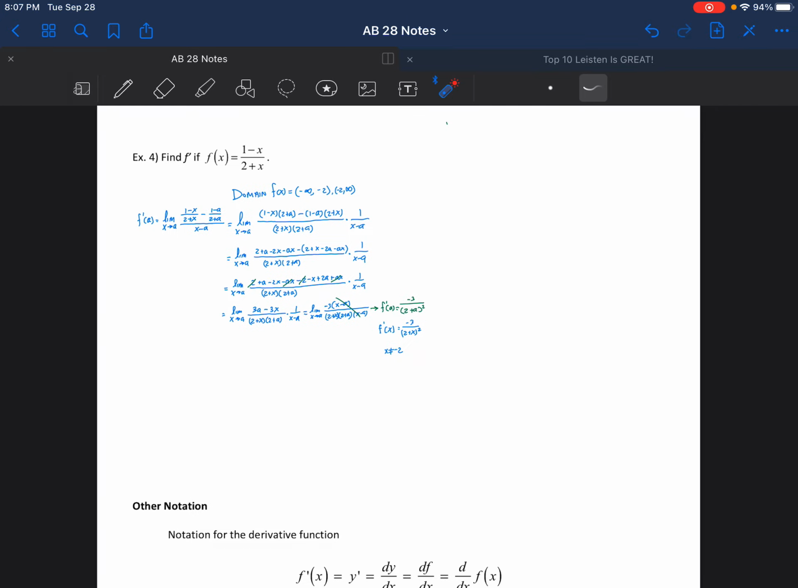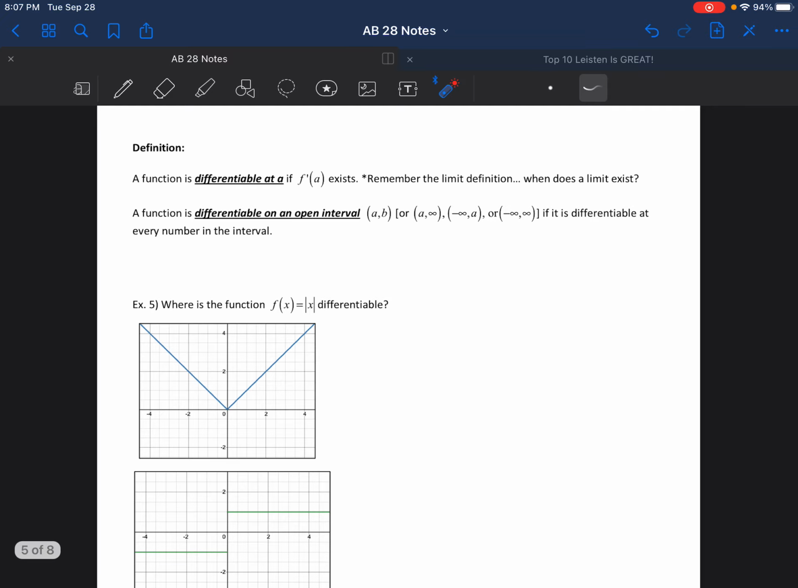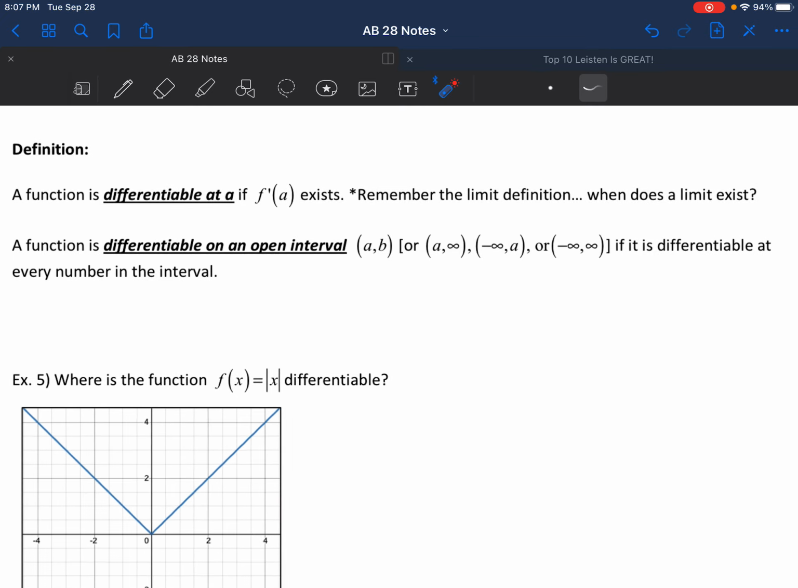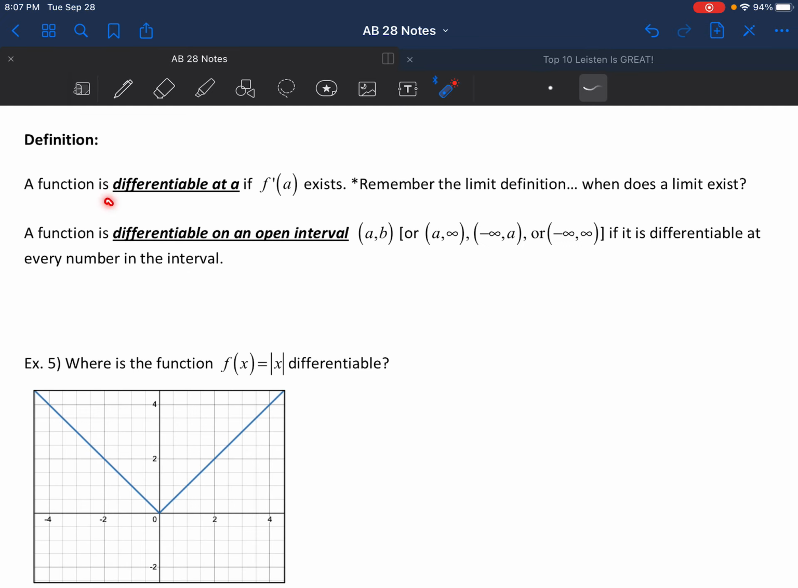Now, onto this notion of domain. Let's define something being differentiable. A function is going to be differentiable at a if, well, the derivative exists. Now, when does that exist? Let's go back to our limits, all coming back from the limits. When does a limit exist? Well, a limit exists when the left-hand limit matches the right-hand limit.